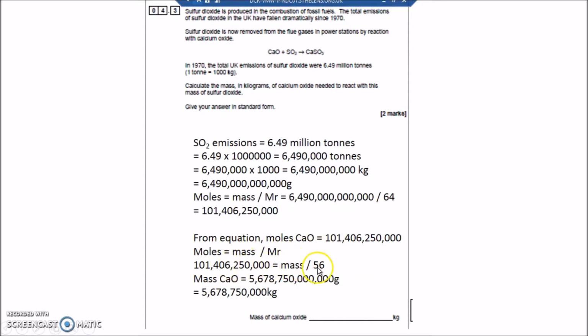Mass in grams I've got to work out. MR of calcium oxide is 56, because the calcium is 40 and oxygen is 16. Multiply this number by 56, and I've now got the mass in grams of calcium oxide. It asks for the mass in kilograms, so if I divide by 1,000, then I come out with 5,678,750,000 kilograms, or I could put it in standard form, something like 5.678 multiplied by 10 to the power of 9.